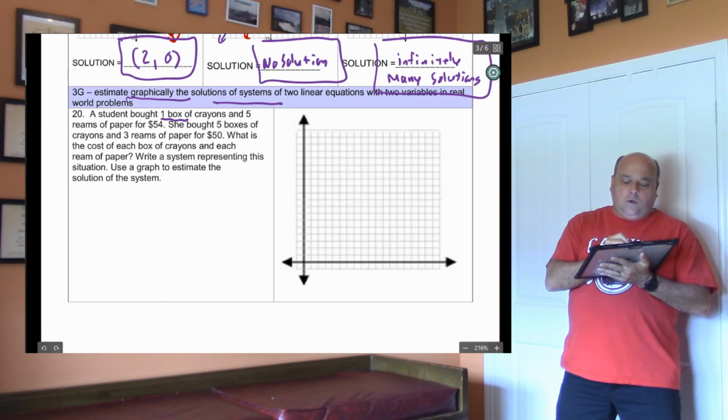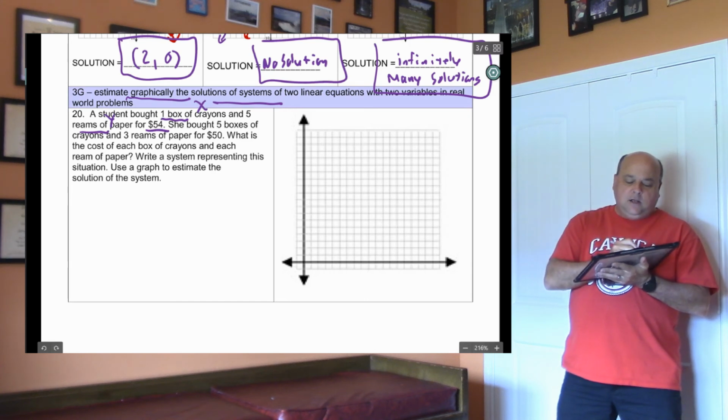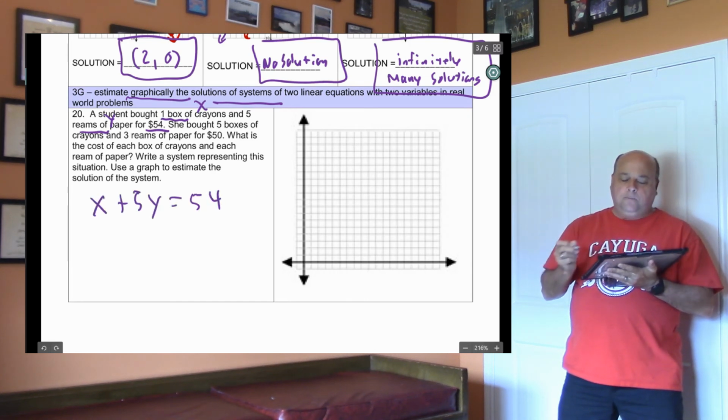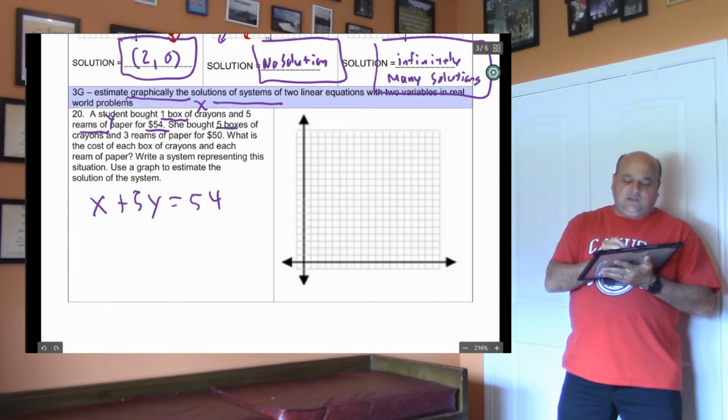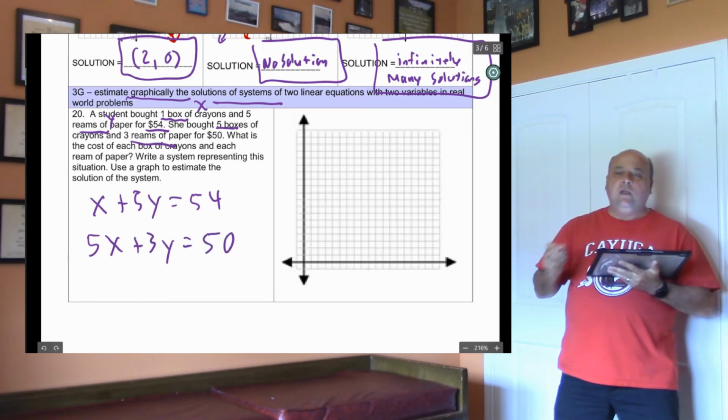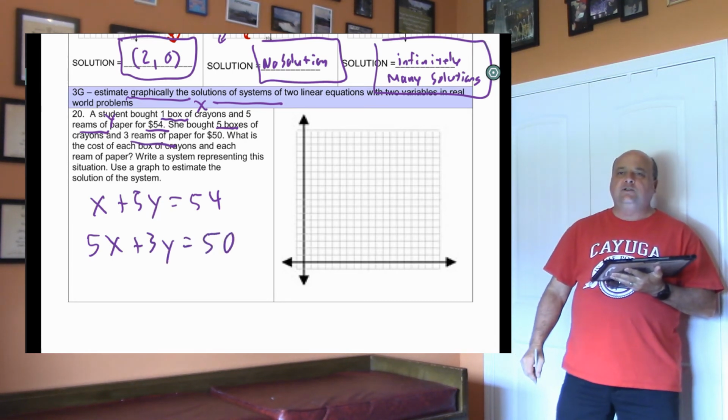A student bought 1 box of crayons and 5 reams of paper for $54. This is my x, this is my y. So 1x plus 5y equals 54. Then she bought 5 boxes of crayons, 5x, and 3 reams of paper, plus 3y equals 50. So those are your two equations, right?